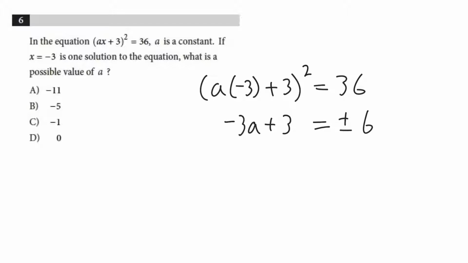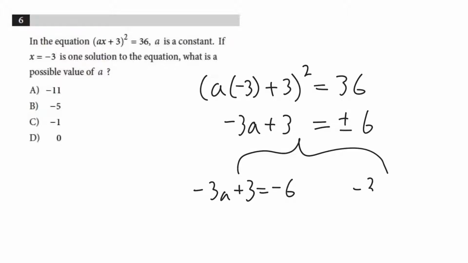Okay. And then I'm going to have 2 equations here, and I'm going to subtract 3 from both of them. Actually, I'll just write it out. -3a + 3 = -6. -3a + 3 = positive 6. Subtract 3 from both sides. I'm going to get -3a = -9. On this other equation, I'm going to get -3a = 3.